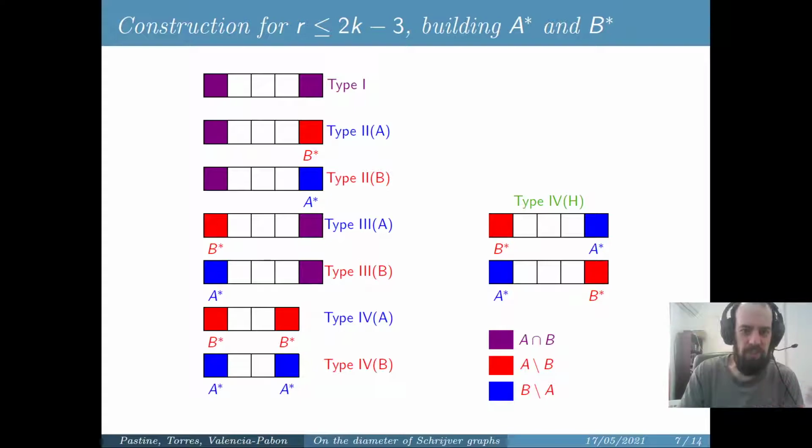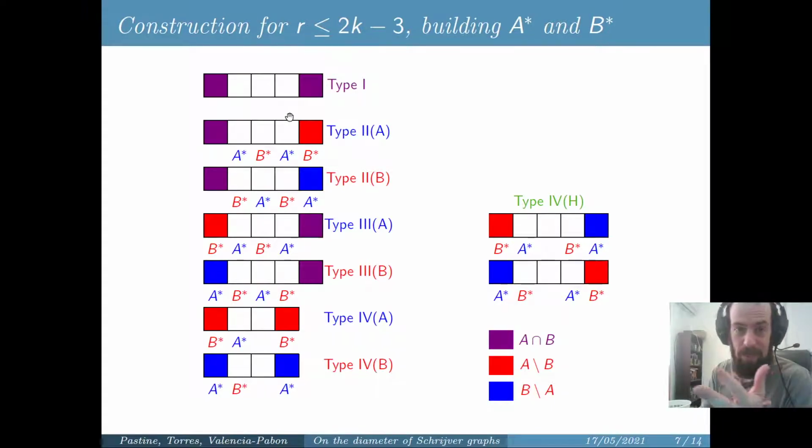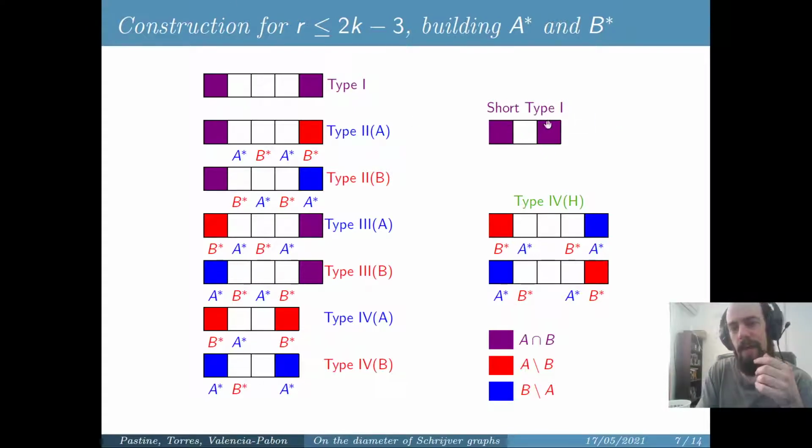And again, the construction is as we did before for A star and B star. Notice that with type 4A and type 4B, there may be some squares that we are not using, but with type 2 and 3 we use everything. And with type 1 we also use everything, and in most cases in those technical lemmas we show that we can use everything without intersection, unless they are short type 1, which is just one white square surrounded by purple. These are the cases where we are going to get the intersection between A star and B star.